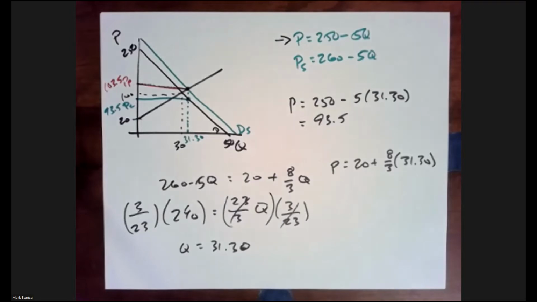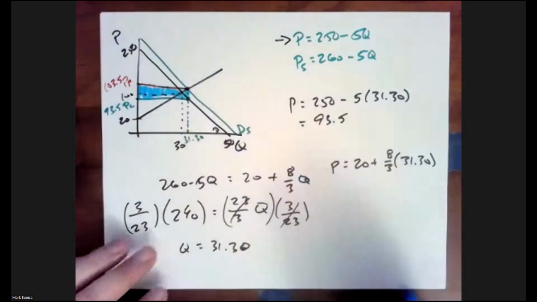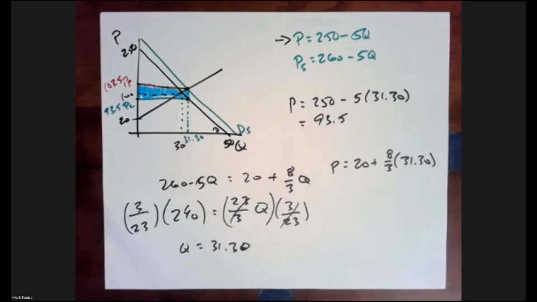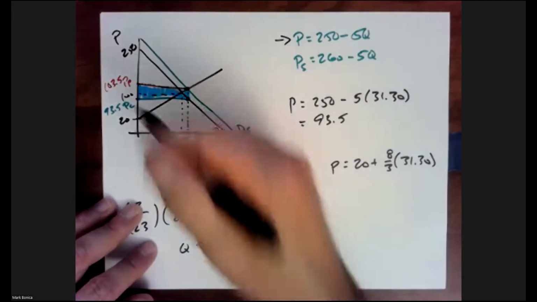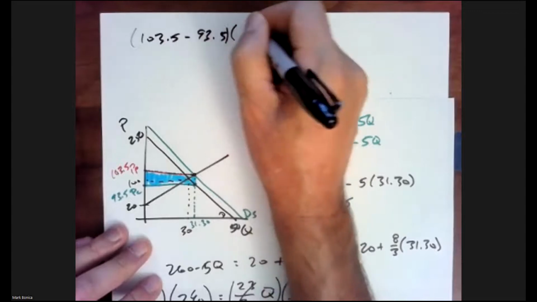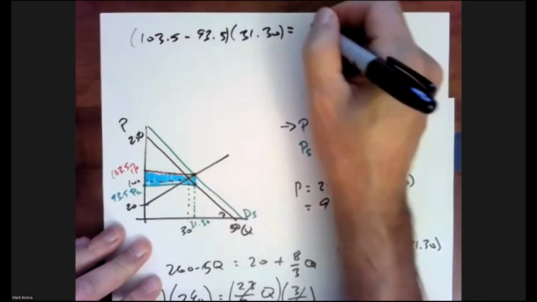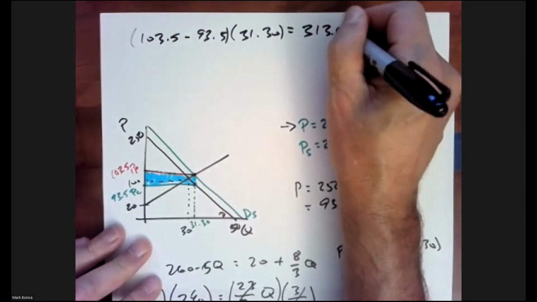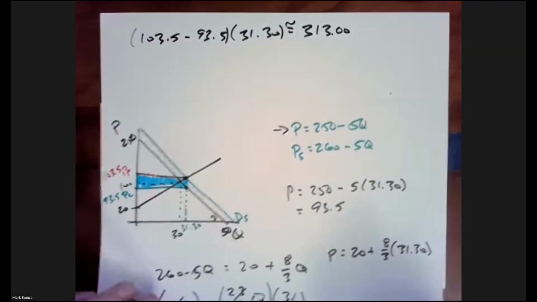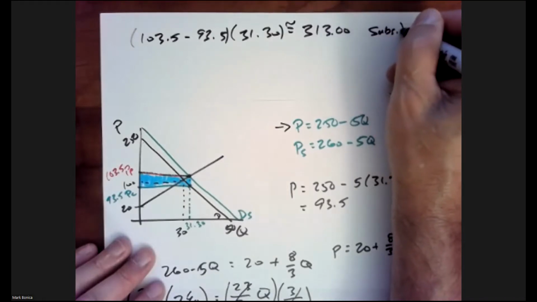So how much of a subsidy is the government paying? The government is paying that much of a subsidy. Okay, so how much is the subsidy then? Well, it's 103.5 minus 93.5. So that's 10 times the width of the rectangle, 31.3. So 10 times 31.3 is 313-ish, right? Okay, so that's the government subsidy, total subsidy.